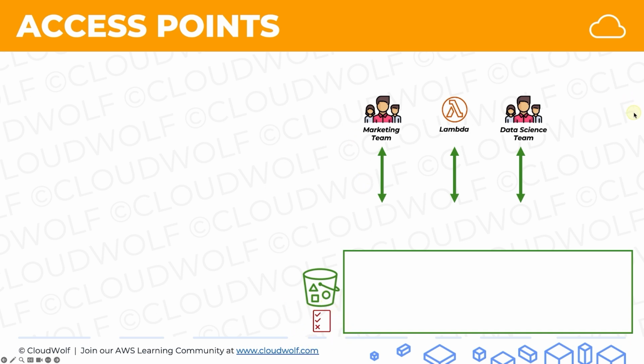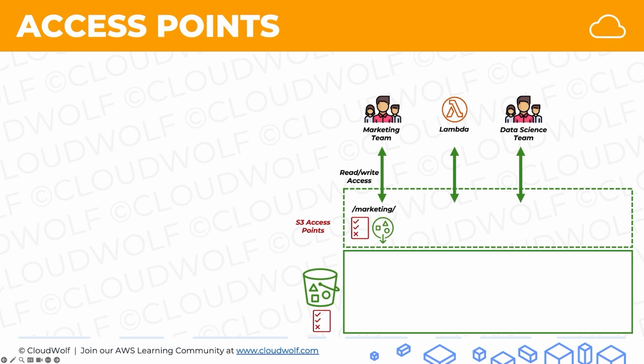But because so many different teams and functions and people need access to this bucket, this is going to get exponentially difficult and it's going to make this policy very big. So a workaround for that is S3 access points.